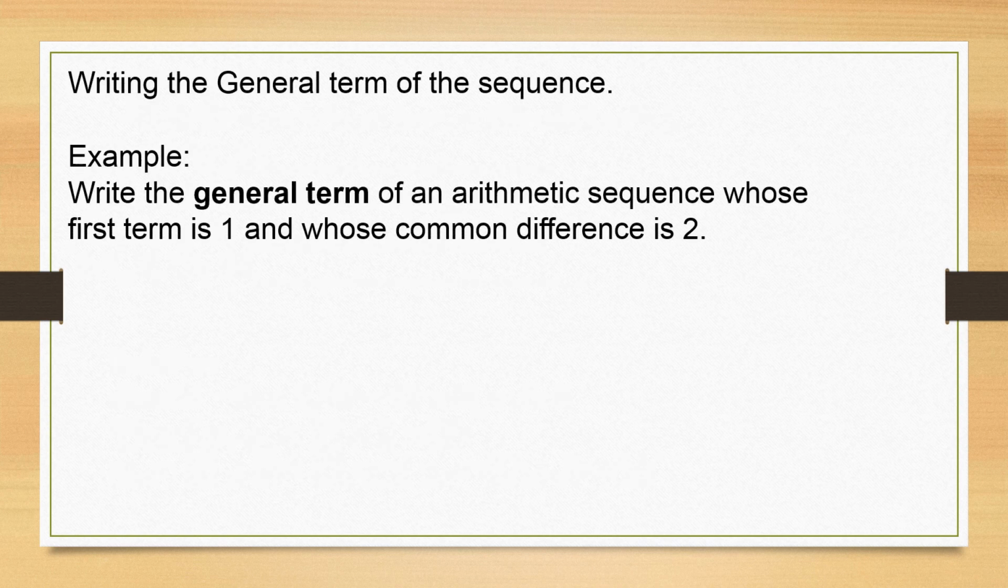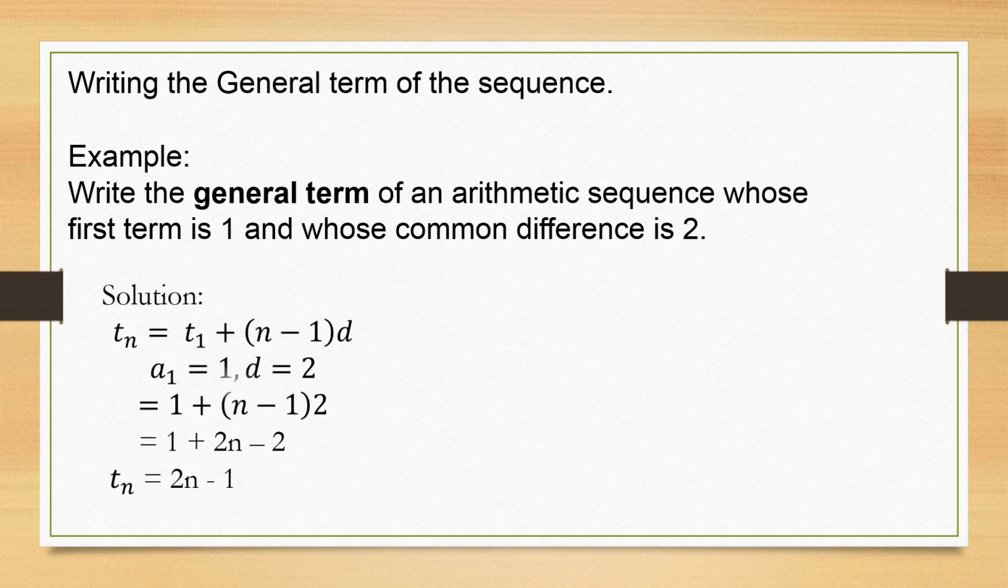Next, we have writing the general term of the sequence. This is another example from your activity. We are not yet done with our examples previously, but this one is also from your activity: writing the general term of the sequence. Here is an example: write the general term of an arithmetic sequence whose first term is 1 and whose common difference is 2. Here is the solution. Our t sub n is equal to t sub 1 plus the quantity n minus 1 times d.